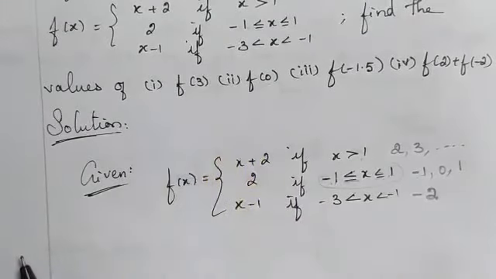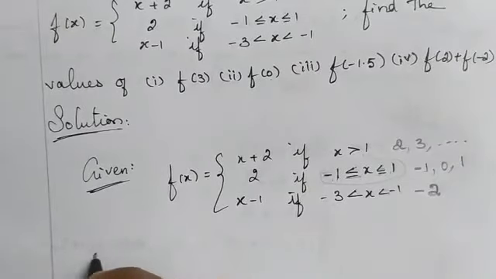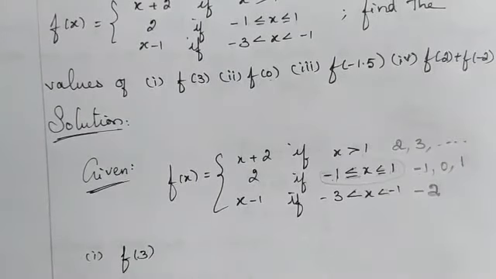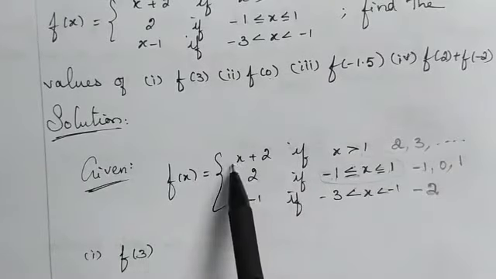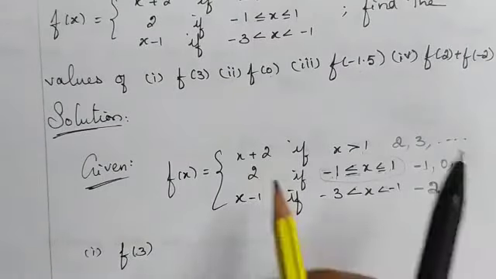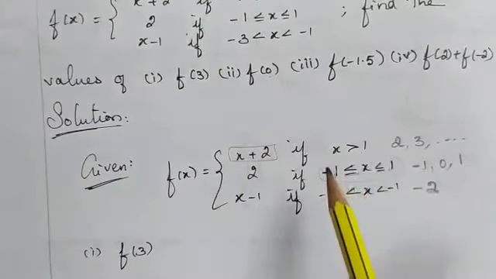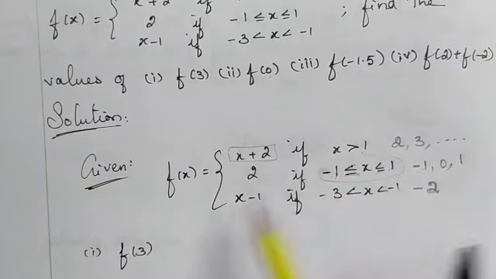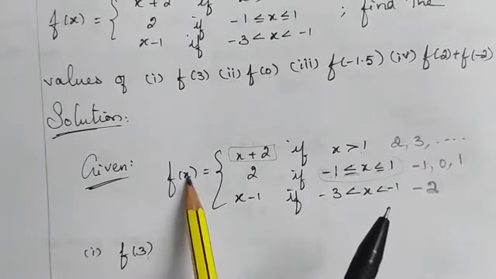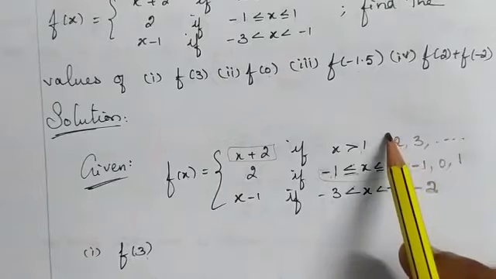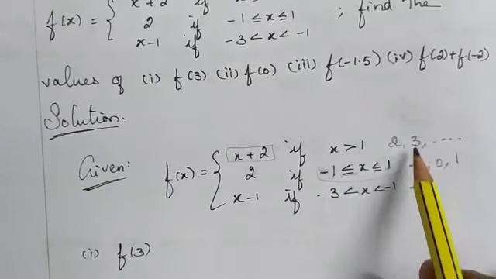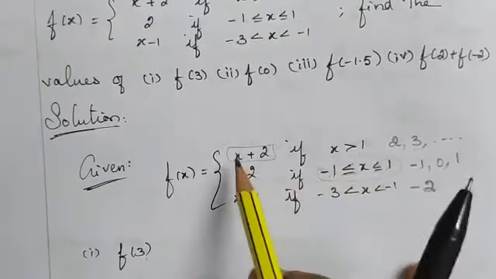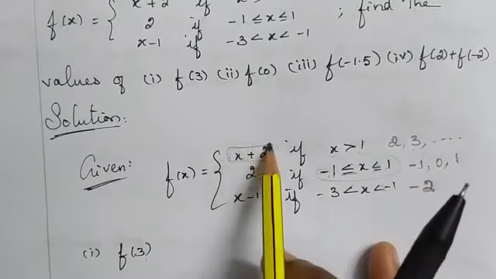Now find the value of f of 3. See here, the value of x is 3. Check here, where you have 3 in the first line. Therefore, take the formula x plus 2. Once again, f of 3 means the value of x is 3. See the right side, 3 is here. Therefore, you must choose the formula x plus 2.